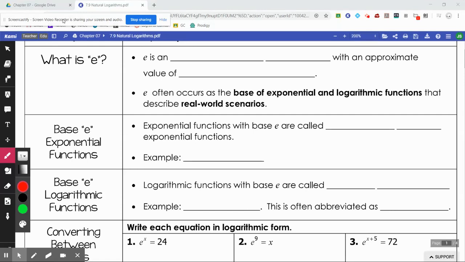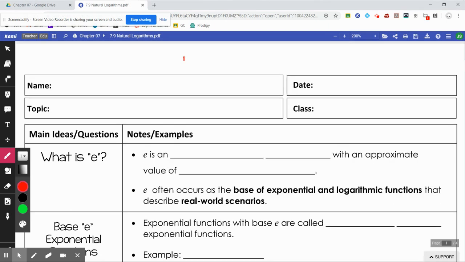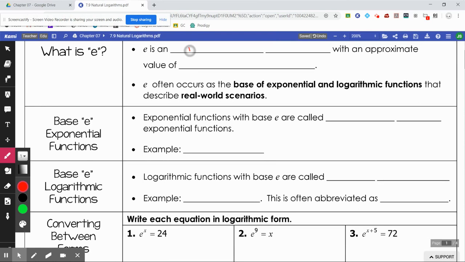Okay, in this lesson, we're going to be talking about the second most famous irrational number in all of mathematics. Everybody knows about pi, but not a lot of people know about this second irrational number unless they've dealt with higher mathematics, and it is the number e.